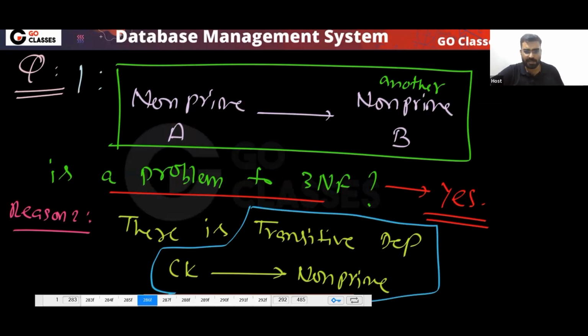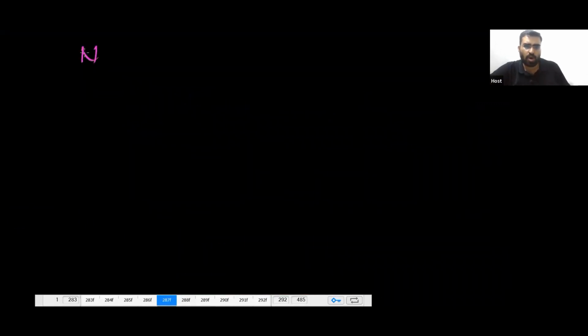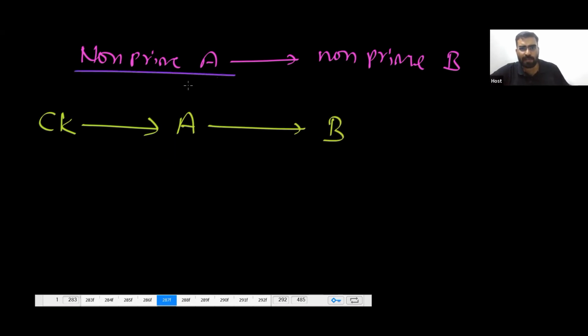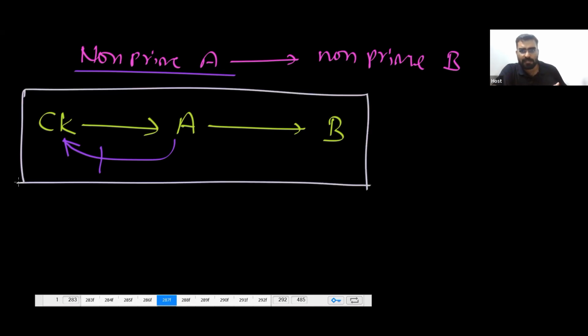Yes, you can give it, very easy. Because if you have non-prime A to non-prime B, then I can very easily give a transitive dependency: take the candidate key, which determines A, and A is determining B. Because A is a non-prime attribute, it cannot determine CK. Picture perfect. Yes or no?